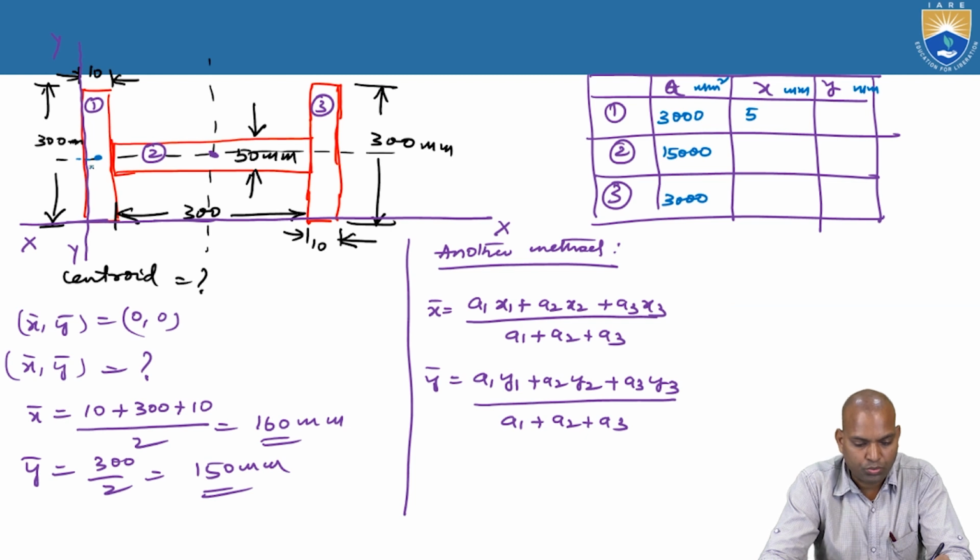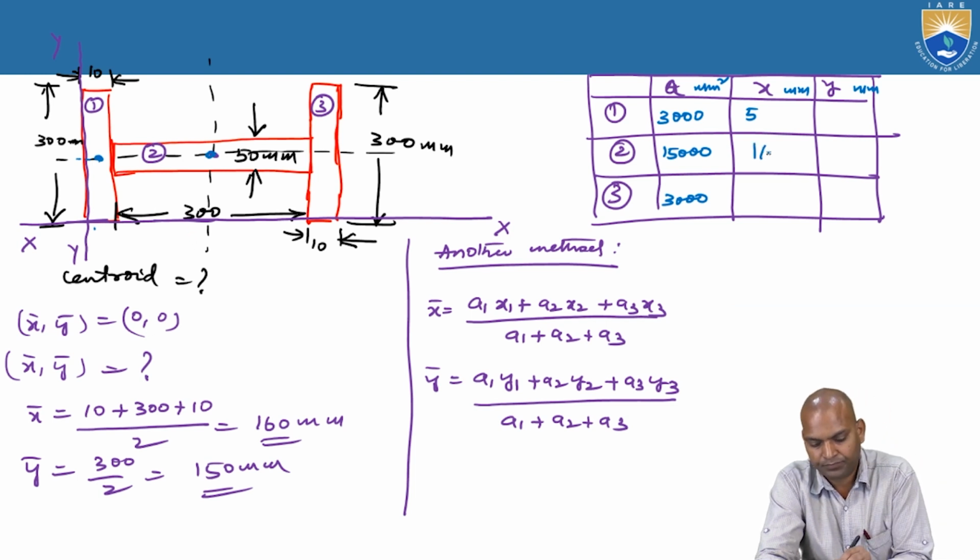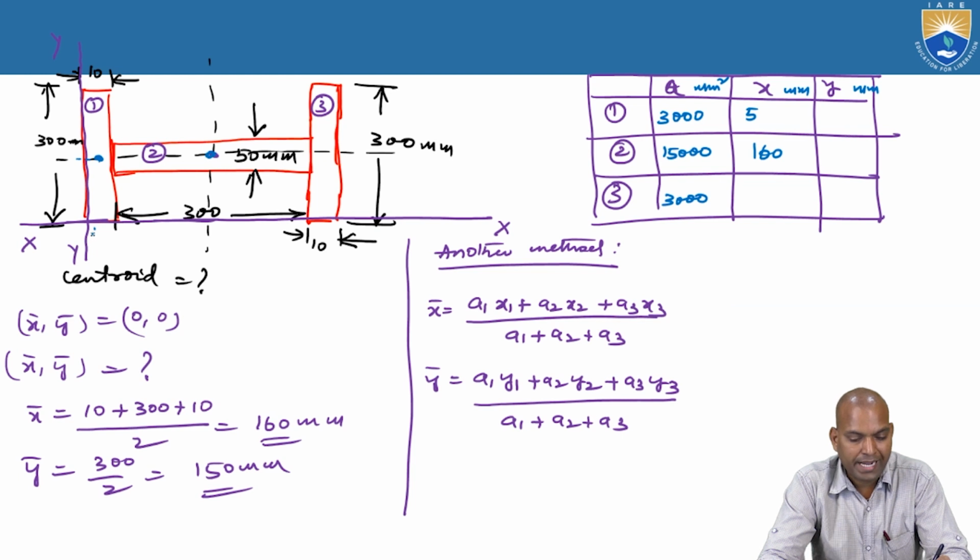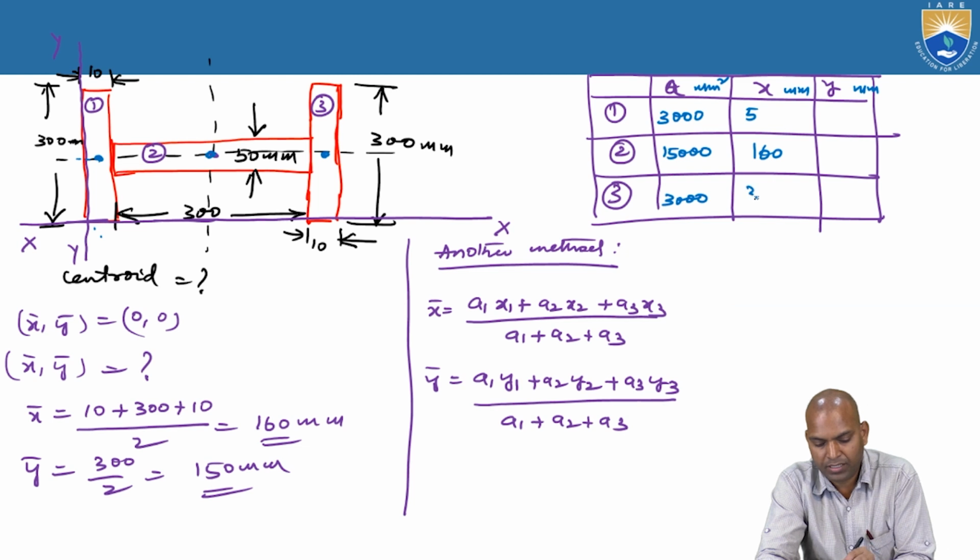Next, X2. What is X2? From G2, what is the distance? X2 means 10 plus 300 by 2, that is 160 millimeters. X3 is the horizontal distance from here. What is X3? 10 plus 300, that is 310, plus 5, 10 by 2, that is 315.